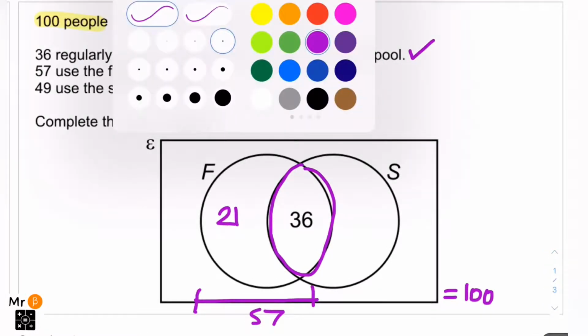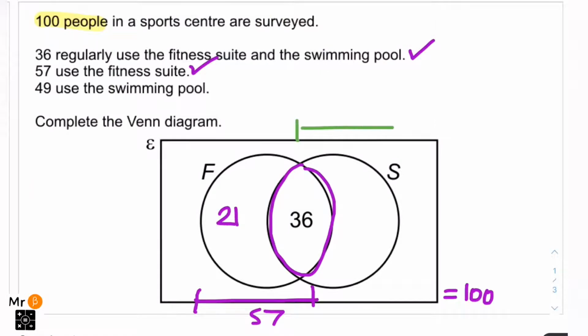Then again, similarly, we've got 49 who use swimming. Well, 36 of them use both, so therefore there must be 13 which only use the swimming pool. So now we just need to total up our 3 numbers, and that is equal to 70. But it's told us in the question there's 100. So therefore we must have 30 people who don't use either the fitness suite or the swimming pool, so that we've got a total of 100.